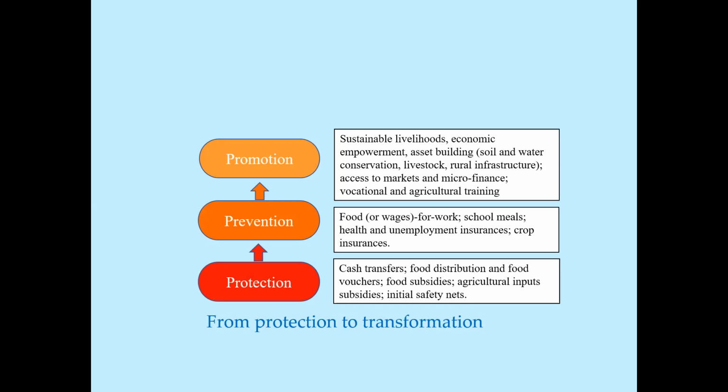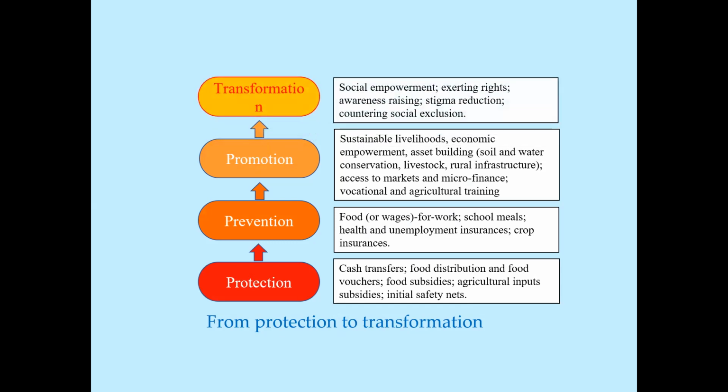Protection, prevention, and promotion can be considered as increased levels of ambition regarding the economic component of social protection. Transformation is the social component and the apex, the moral aspiration of social protection. Transformative social protection tackles the root cause of social exclusion. It means awareness raising, strengthening the agency of the poor, building their empowerment so that they are able to exert their rights. It means tackling the societal structures of domination and marginalization.